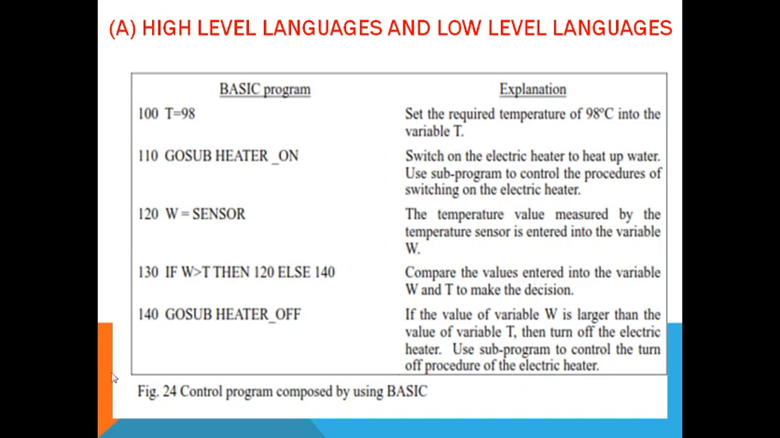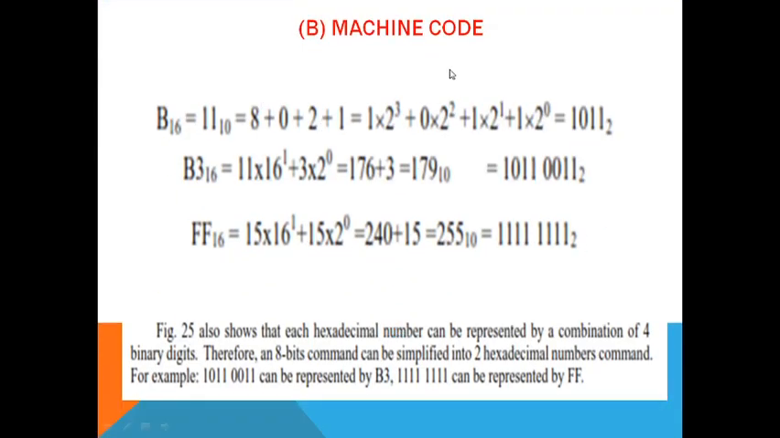This is the explanation for the control program composed by using BASIC. Okay, so this is the high level and low level language detail. Now we will see the next part, which is used for composing the control. The second point is the machine code, where a processor can process a command that is composed of 8 bits at one time.